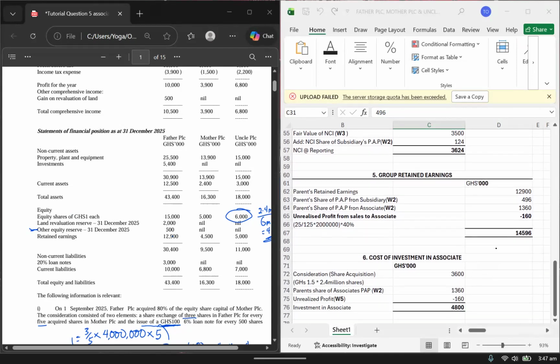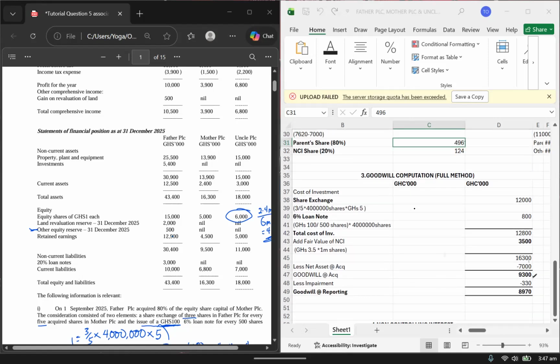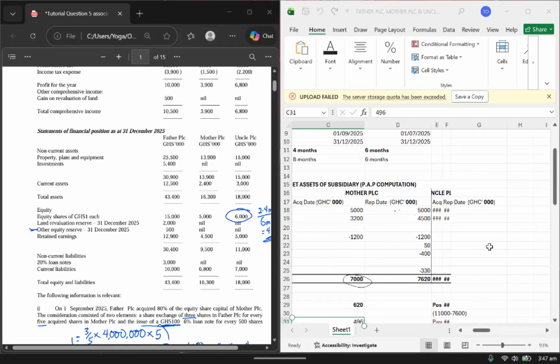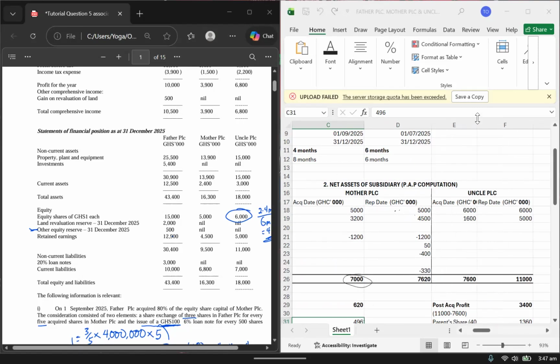You bring that one in, and then because the parent has invested in the associate, you bring the parent's portion of the associate's post-acquisition profits. So you see, if I had not done the post-acquisition period for Uncle PLC, that's why normally I do that for the associate alongside the mother.